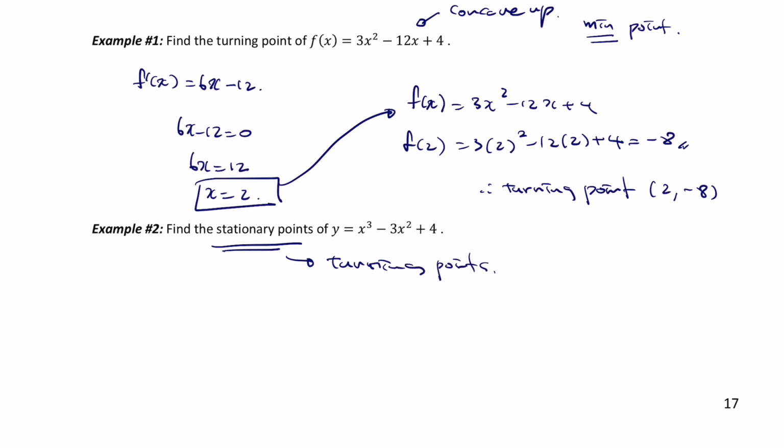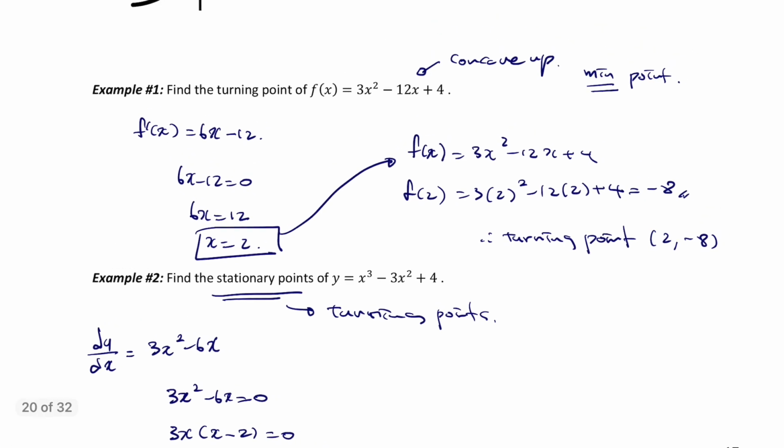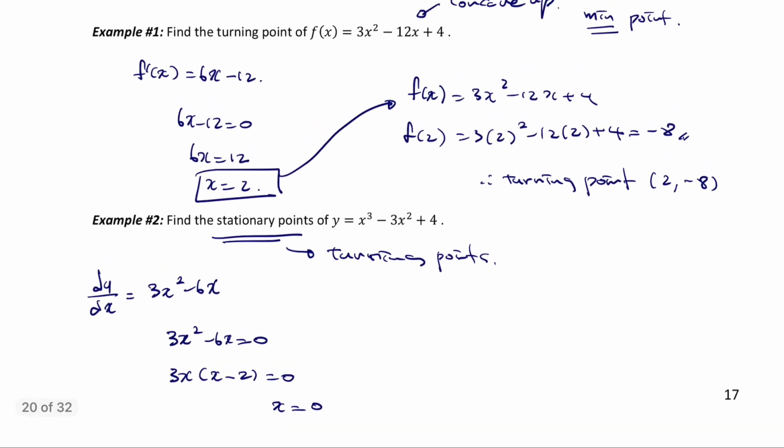So we have to find the first derivative of this function, y in terms of x. So we get 3x squared minus 6x. And after that, we need to set 3x squared minus 6x equals to 0. Then this is the same as 3x times x minus 2 equals 0. So the x value is equal to 0 or x is equal to 2.